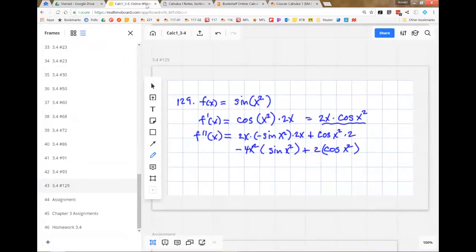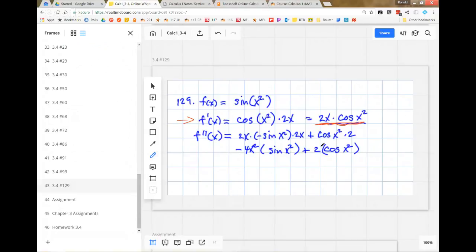Okay, so now we know what's going on here. Of course, before you can find the second derivative, you have to be able to find the first derivative. So that's what I did on this line right here. The derivative of the sine of something is the cosine of that thing, cosine x squared. And then the inner function, x squared, chain rule, 2x. There's my first derivative, 2x cosine of x squared.